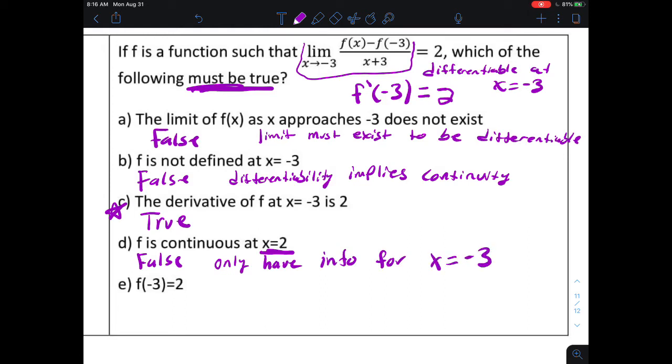And lastly, E, f of -3 is equal to 2. That's false because I don't actually know what the y value is. I only know what the slope is.